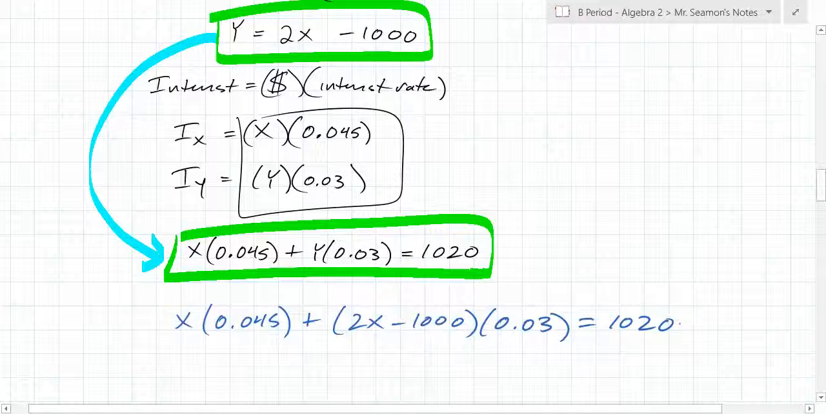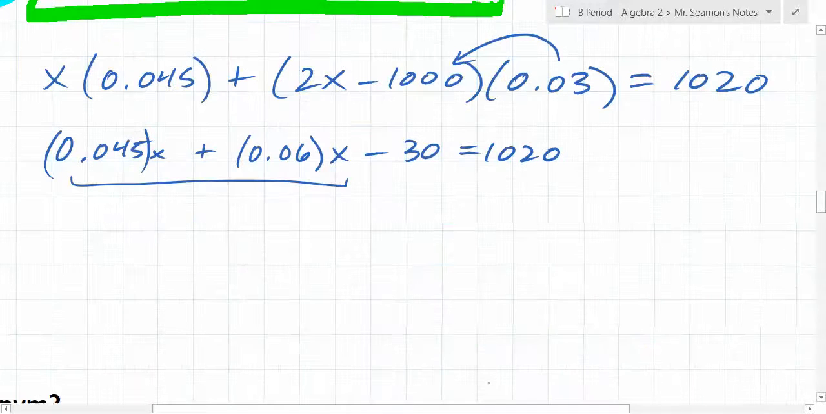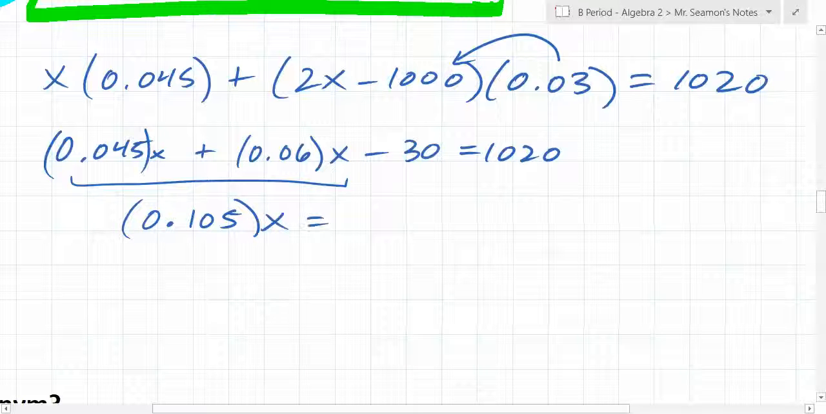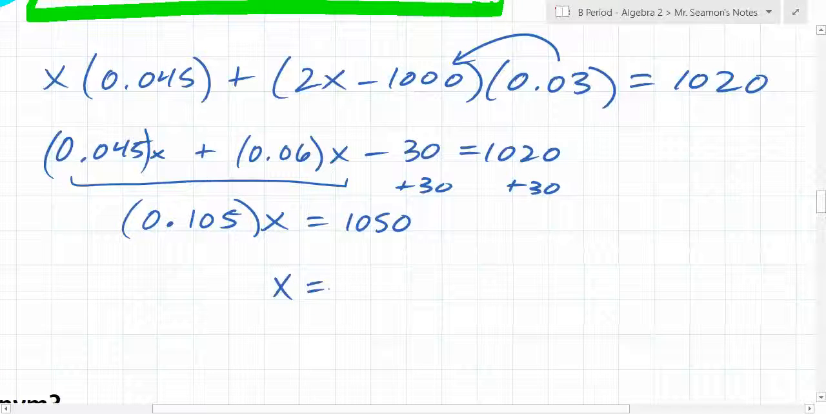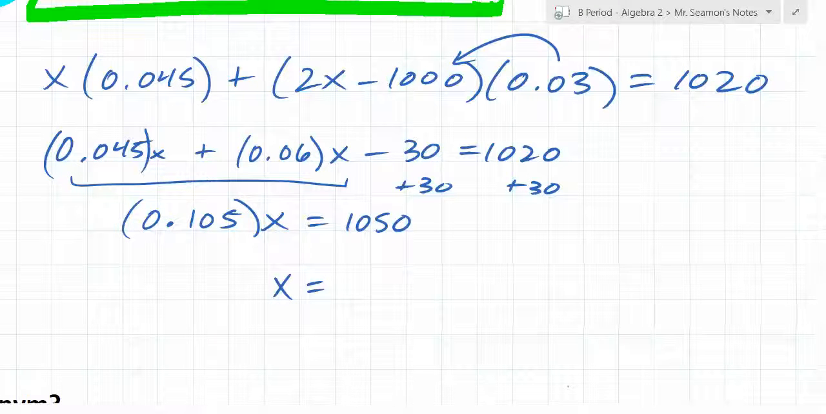1,020. You can use your calculator, solve for X now because you have one equation in one variable. Use your calculator and solve for X. X equals, and what do you do to, you add 30. So you get 1050. Now what do you divide both sides by? 0.105. So what does X equal? What's it equal? It's not a rhetorical question. Need some help. Use your calculator right now for me, please.